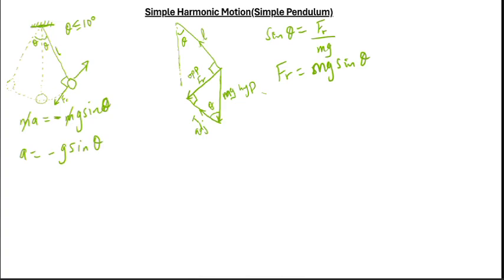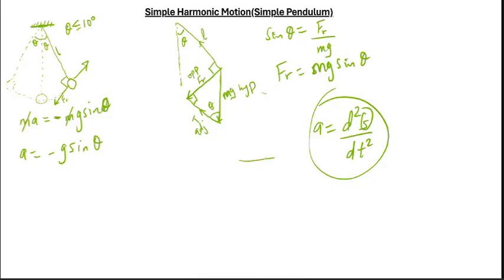Our acceleration will be negative g sine theta. Now I can relate this acceleration to our angular displacement. Remember, our acceleration is the second derivative of displacement with respect to time. Now how do we visualize the displacement we are talking about? If you look at this setup very well, it's an arc like this, and the displacement is the length of this arc.